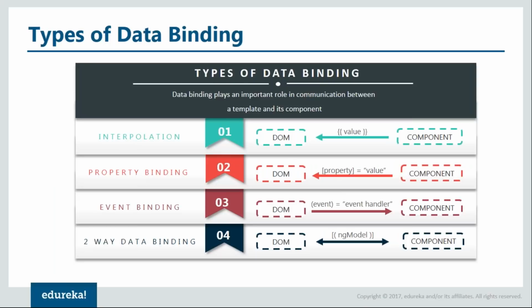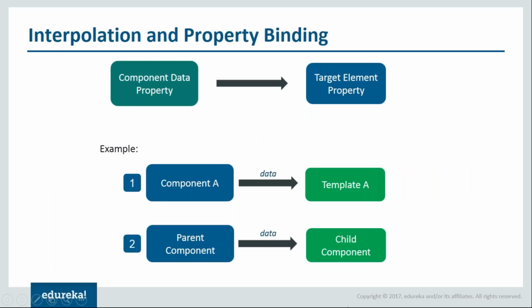Now, one more example of property binding is that using property binding, you can pass the data from your parent component to your child component. Let's understand what I'm trying to say. So suppose you have your parent component, as you can see over here, and you want to pass some data. The data that is there inside your parent component, you want to pass it to your child component. Let's go ahead and do this parent-child communication as well.